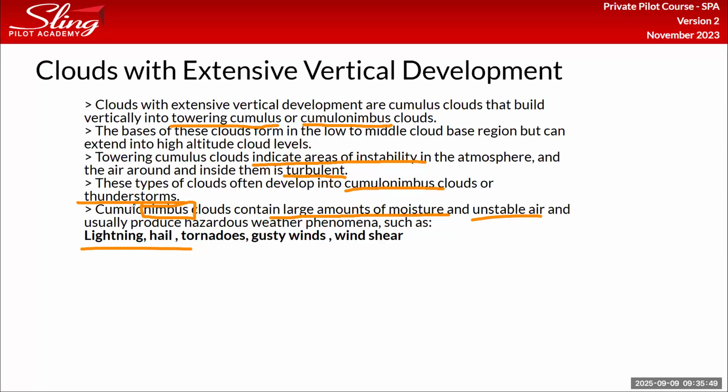We'll get more into lightning and hail and tornadoes. They all have their own slides on here, but you just need to know what kind of weather is associated with towering cumulus or cumulonimbus clouds. These clouds have extensive vertical development, so they indicate areas of instability and turbulence. Okay.